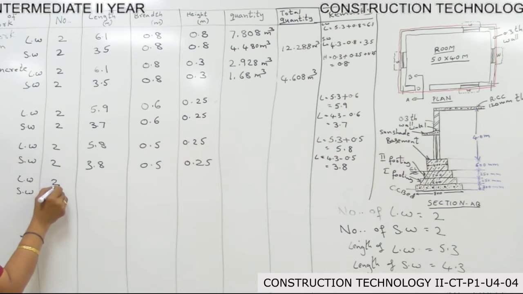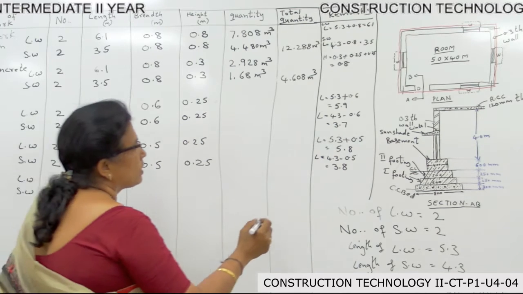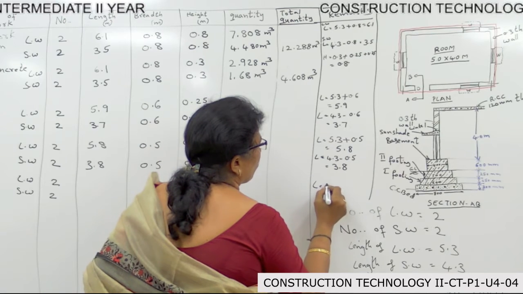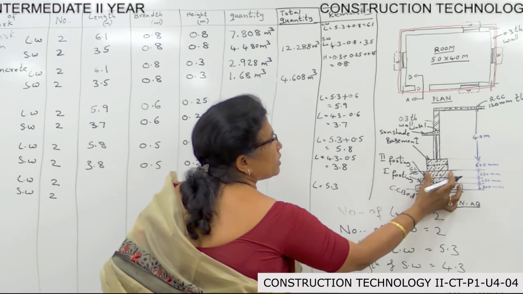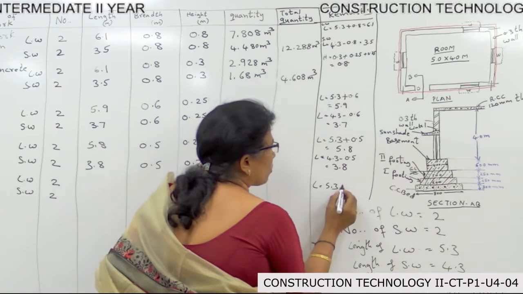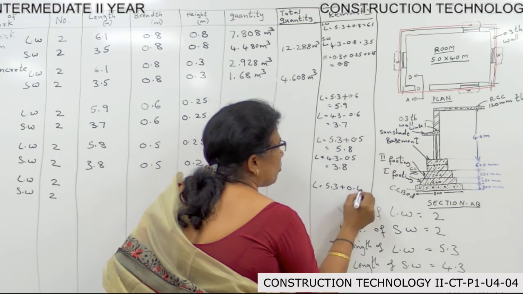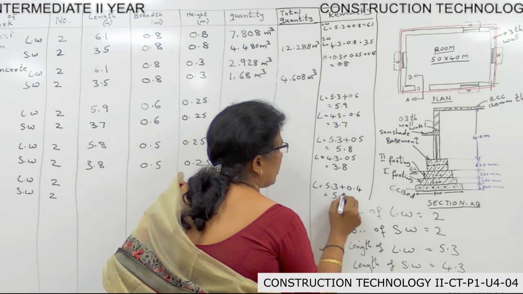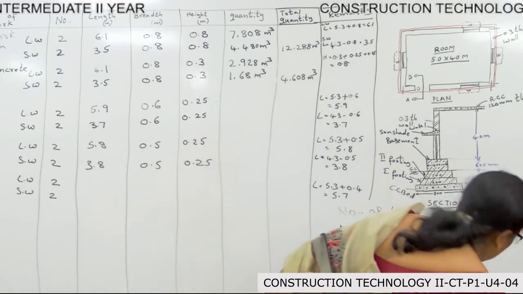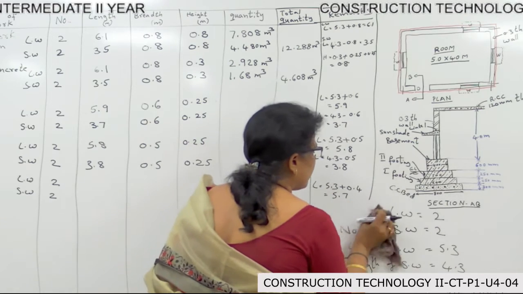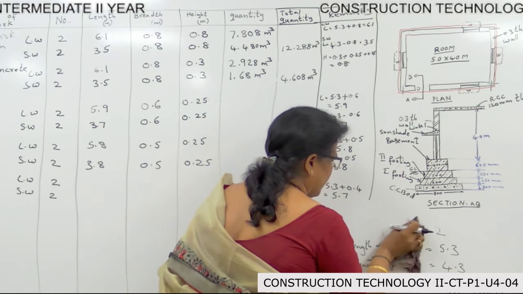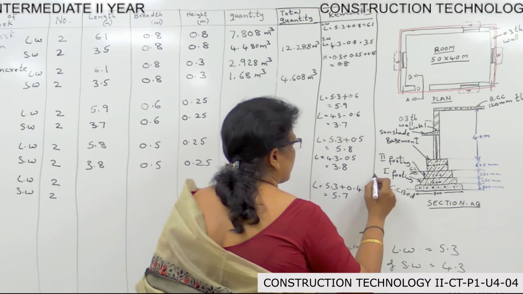Then coming to the basement. 2 long walls, 2 short walls. Again, length is 5.3 and the width of the basement is 0.4. Add 0.4, that is 5.7.